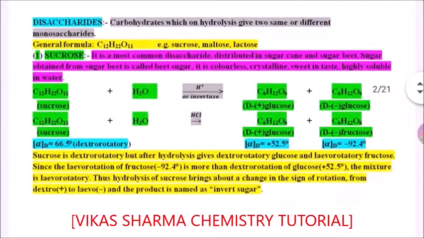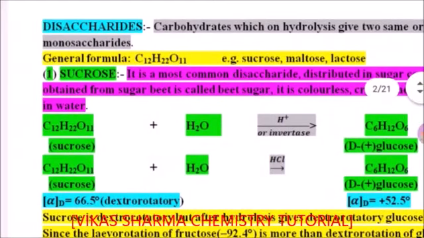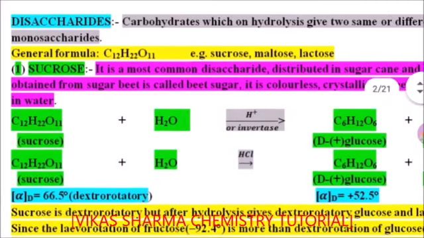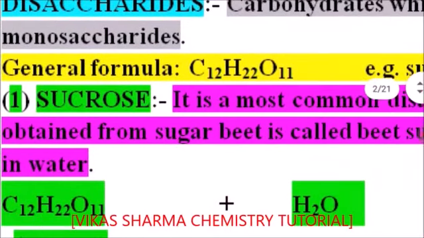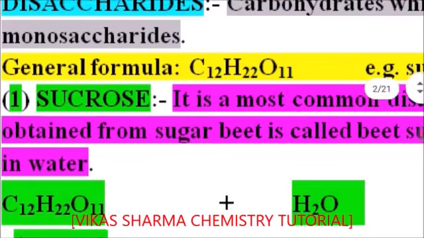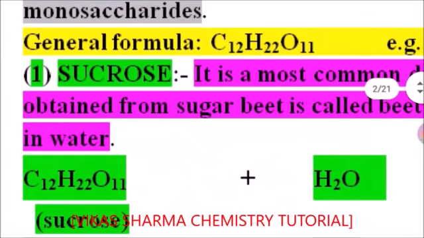So let me start the topic with the disaccharides. Disaccharides are the carbohydrates which on hydrolysis give two same or different monosaccharides. If we discuss three disaccharides, sucrose, maltose and lactose, they have a similar formula, C12H22O11, but the structures are different. So let me start with the first disaccharide, sucrose.